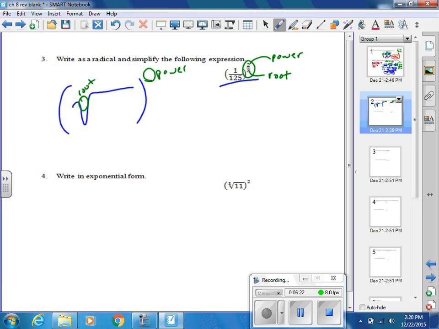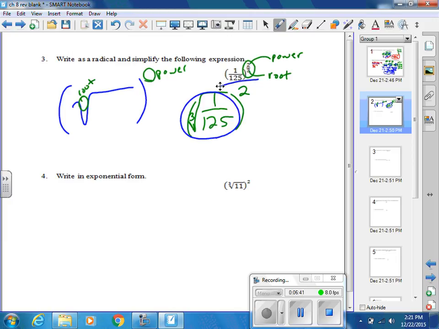So then what I'm going to do is just literally plug them in. So I have 1 over 125, it's still going to stay a fraction, okay? Here's my radical. What goes in my radical? Well, the root is here, 3, and the power is 2.